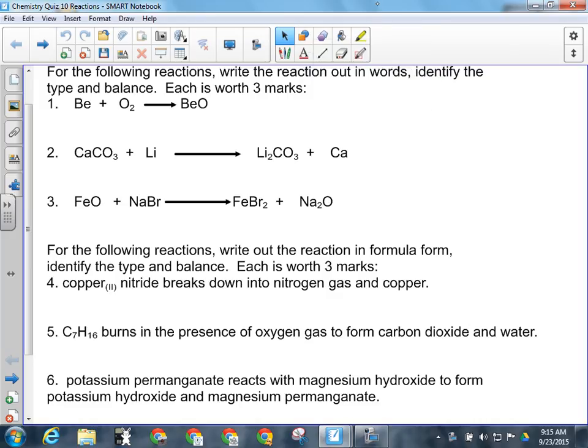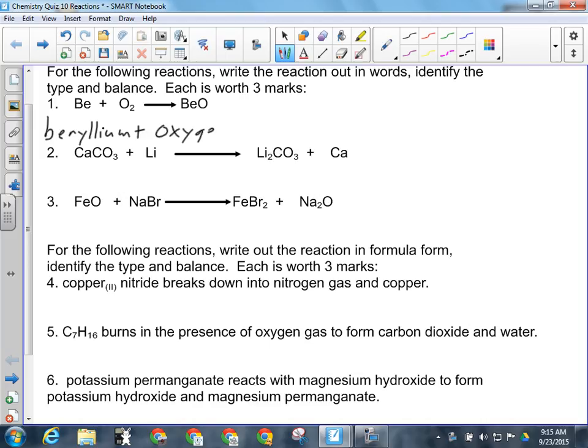All right, follow along carefully here, guys. So for question number 1, we have an element, beryllium, that is reacting with oxygen, giving us an ionic compound called beryllium oxide. Okay, that's 1 mark, if they have it written out like that.